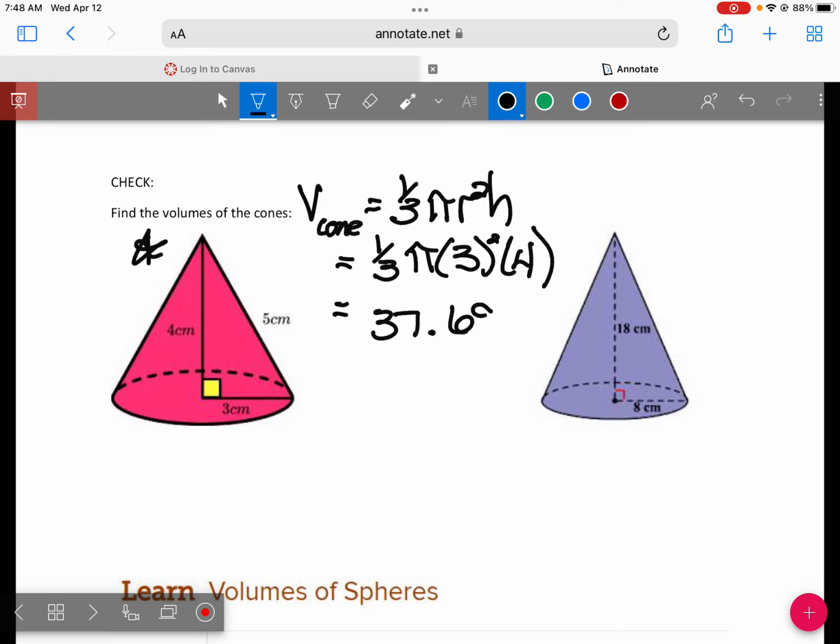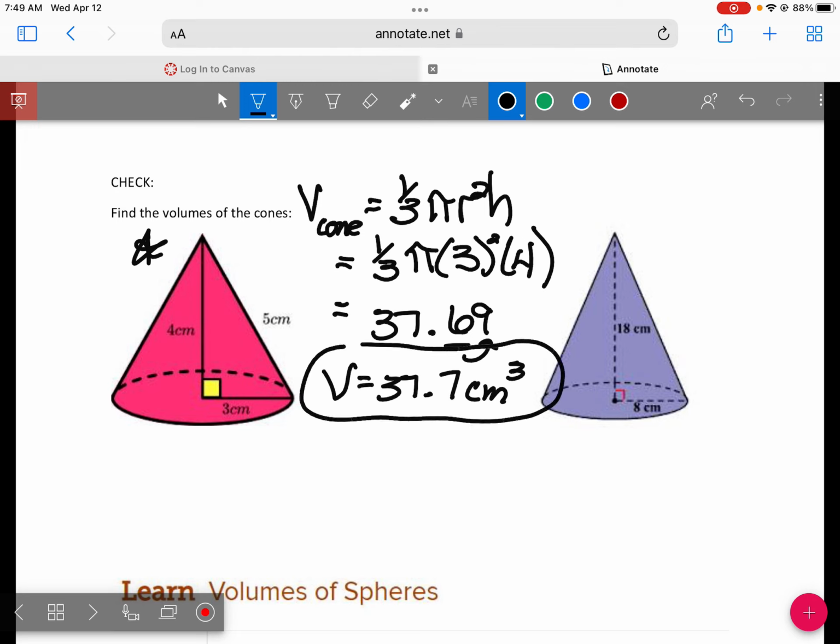That is correct. Round it to the nearest tenths place. That is 5 or more, so it is 37.7 centimeters cubed. That is the volume. All right.